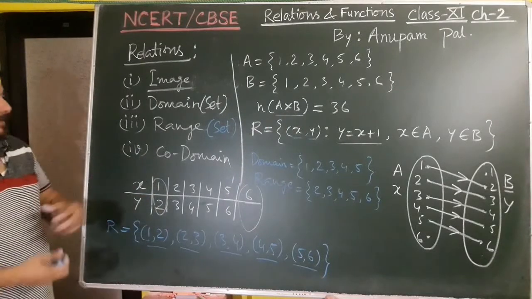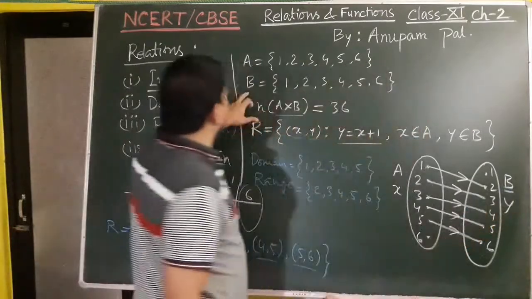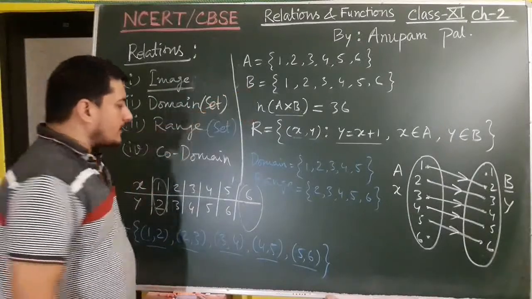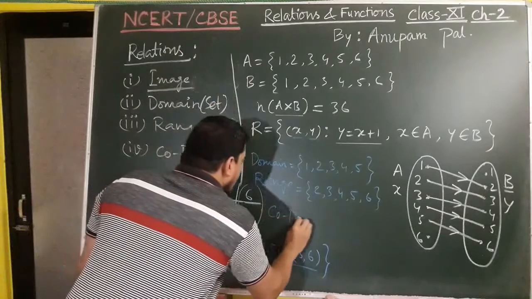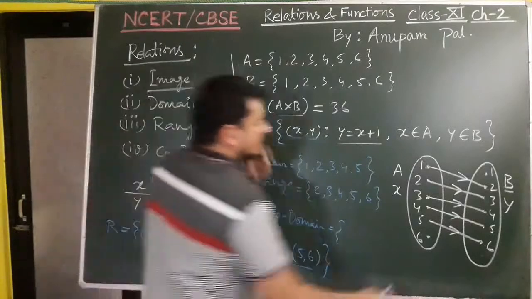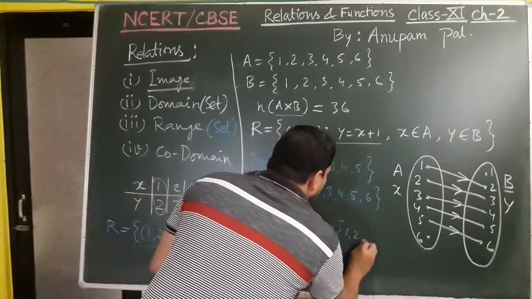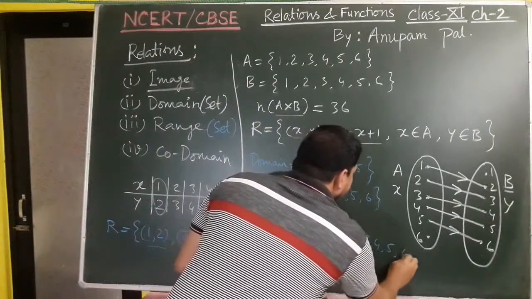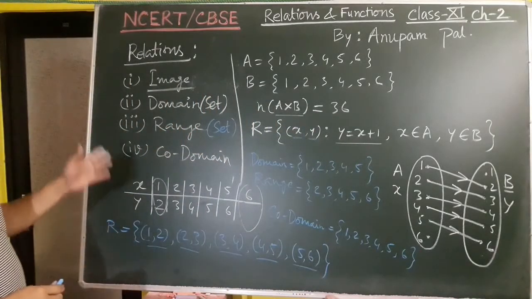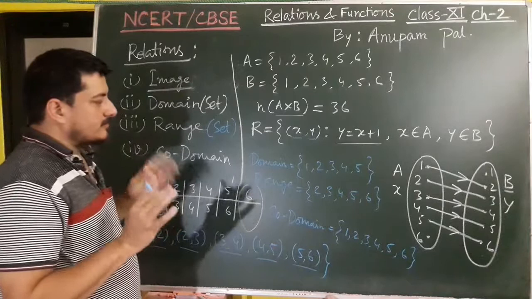Now what is codomain? Codomain is the whole set B. This whole set B is the codomain. Okay, so I write it, codomain. Codomain will be the same as B, this set. So this is 1 2 3 4 5 6. So this is all about your relations. Fine. So I'm sure you have understood this one.